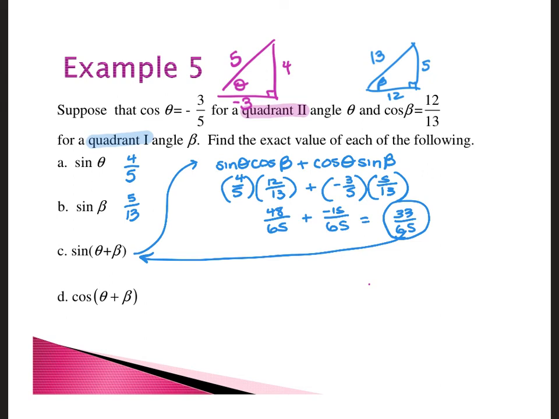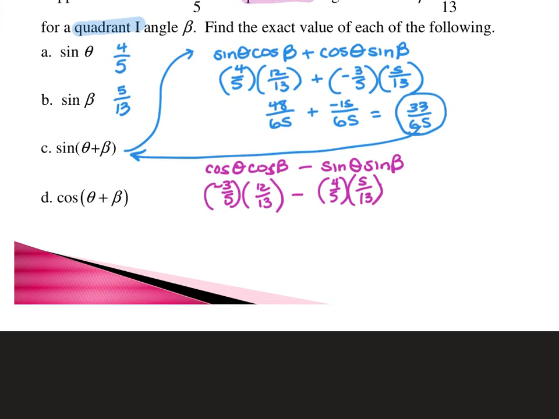Now cosine of theta plus beta: cosine, cosine, sine, sine. So cosine of theta, cosine of beta, minus, we change the sign for cosine, sine of theta, sine of beta. Cosine of theta is negative 3/5. Cosine of beta is 12/13. Those are the ones they gave me at the beginning. Sine of theta, 4/5. Sine of beta, 5/13. So I get negative 36 over 65 minus 20 over 65, negative 56 over 65.